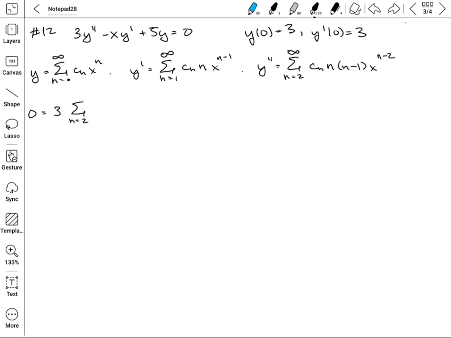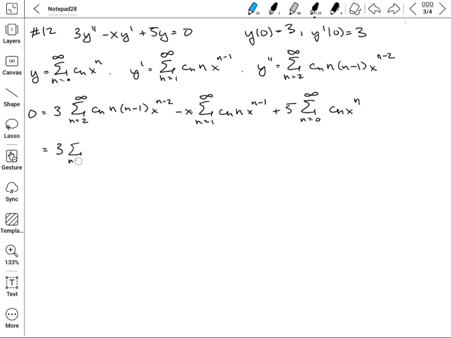So I do 3 times the y double prime formula. And then minus x times the y prime formula. And then plus 5 times the y formula. And then we want to start simplifying things.